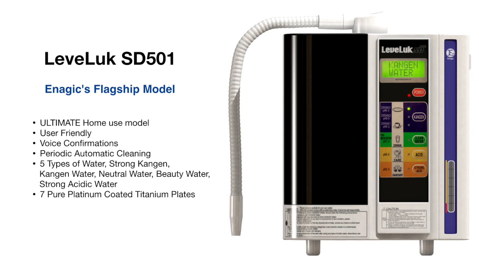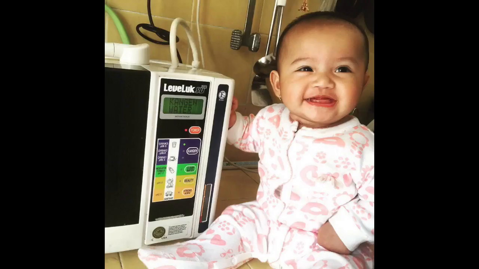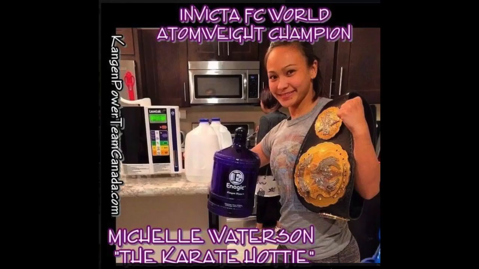The K8 is multi-voltage. It switches between 220 volts and 110 volts or vice versa. Whereas the SD501 is set at 1 power voltage, and the power voltage is shipped to you, dispatched to you, based on your region. So these are some of the key differences between the SD501 and the K8. Not to mention the €1,000 price difference. The SD501 costs around €3,300 and the K8 at €4,300.